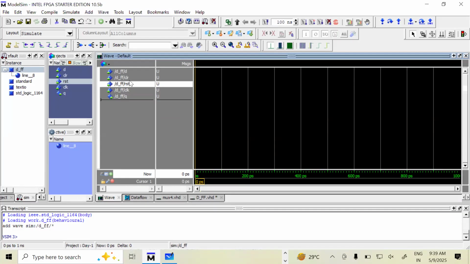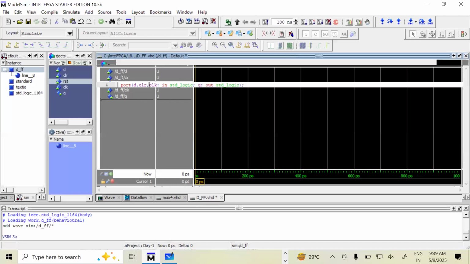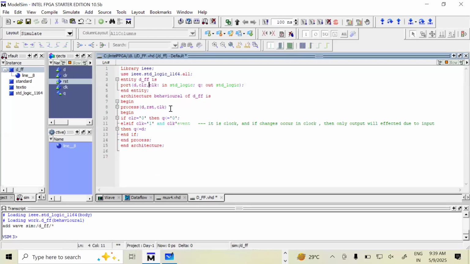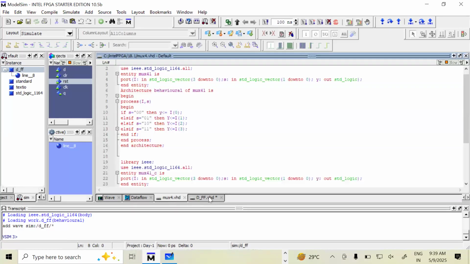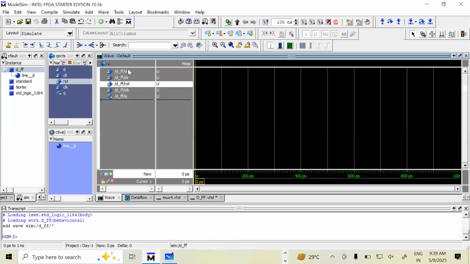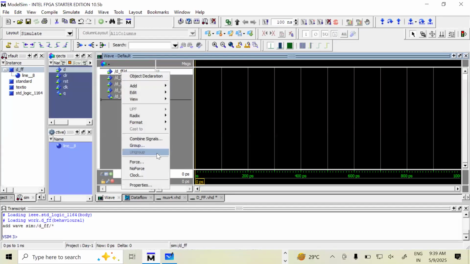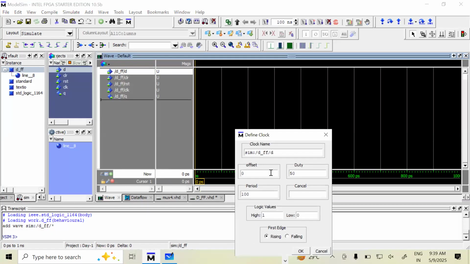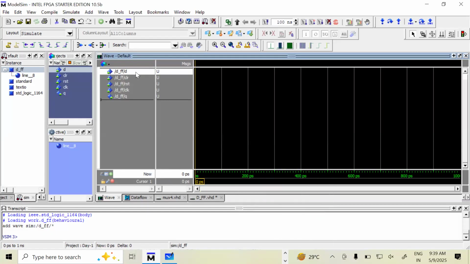Let us see what is affected. Try to see in the program, here RST is not included. If suppose there are changes in RST, is it affecting the output? You can see here, suppose D is 1. Let us take it as 1 at first.